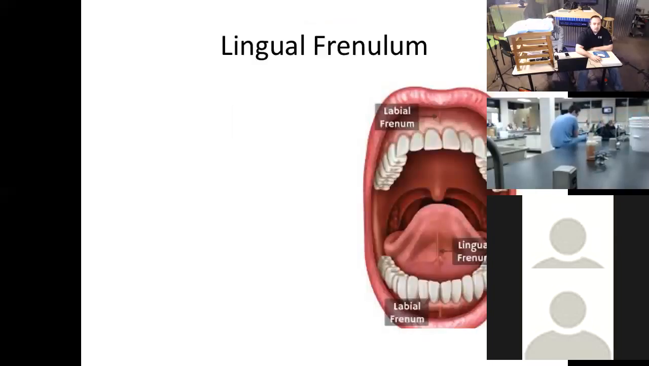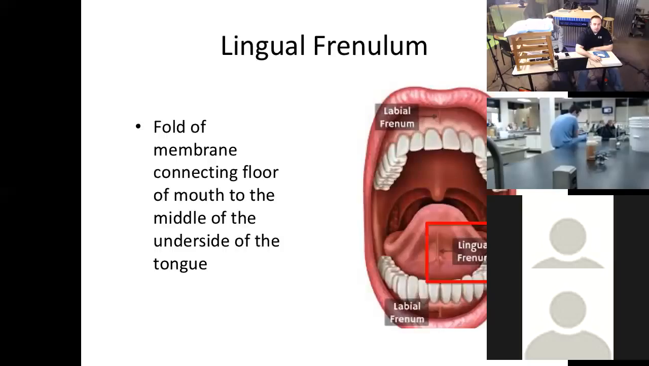A little portion of the tongue that we're going to talk about is the lingual frenulum. The lingual frenulum is a fold of membrane that connects the floor of the mouth to the middle of the underside of the tongue, and it acts as an anchor for the tongue. If you want, look at your partner, someone who's next to you, and have them lift their tongue up. You should see this little fold of membrane connecting to the floor of the mouth. You might also notice that we have a frenulum for the upper and lower lips, although they're a lot harder to see than the one for the tongue.